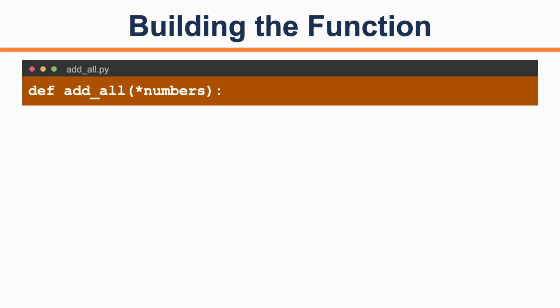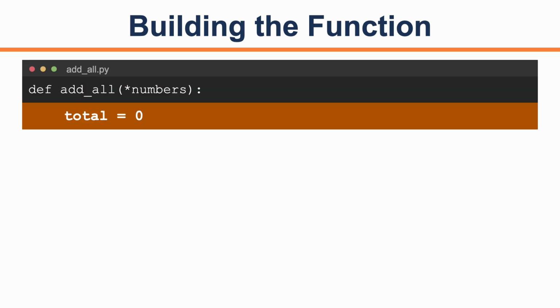Now, let us write a real function using args. It is called addAll, and it accepts any number of values. The first step is to define it with an asterisk before the parameter name, which tells Python to collect everything passed in. Once inside the function, the first thing we need is a variable to hold the running total. We set a variable called total to 0. This value will grow with each number we loop through.